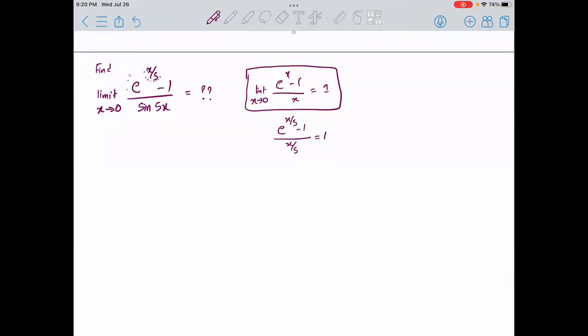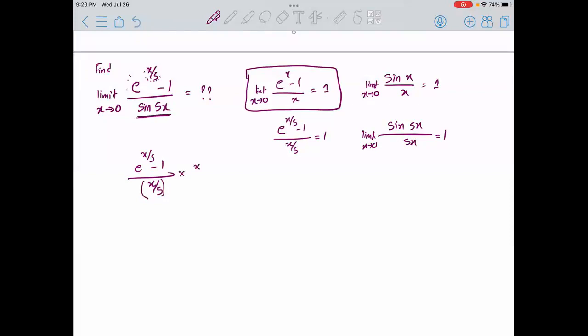But we can't put x here, so we will take the help of the sine. Similarly, the limit as x tends to 0 of sin x by x equals 1, so we'll change it to sin 5x over 5x, limit x tends to 0, equal to 1. So what we will need here is e power x power 5 minus 1 divided by, here we need x by 5. Agree?